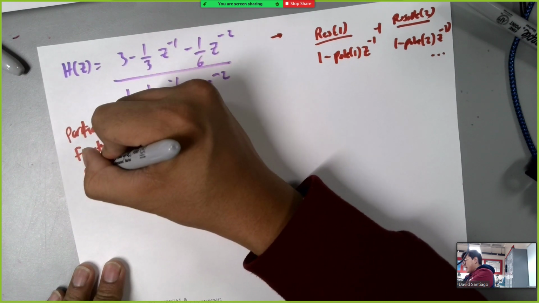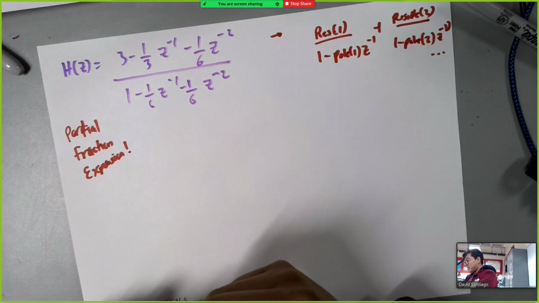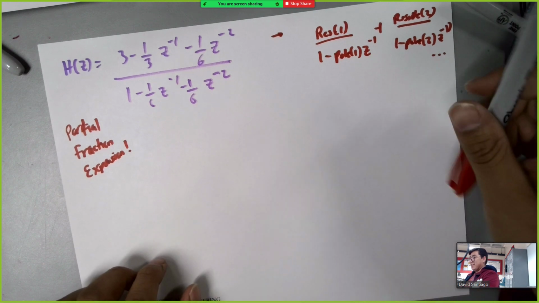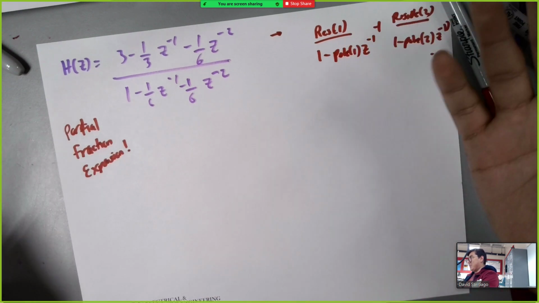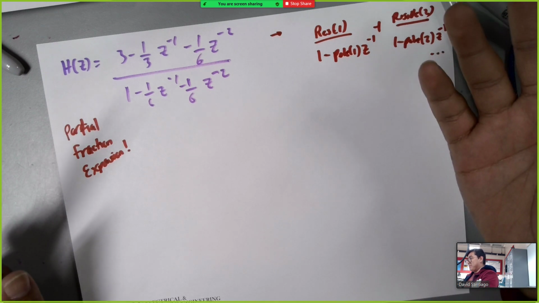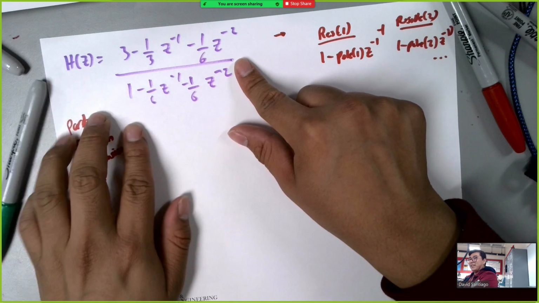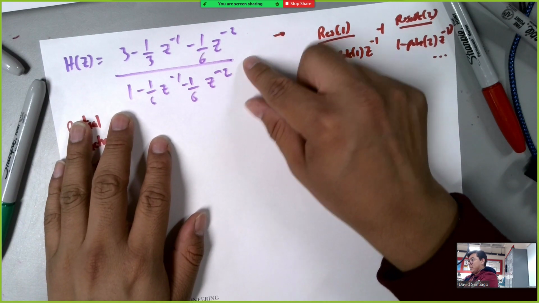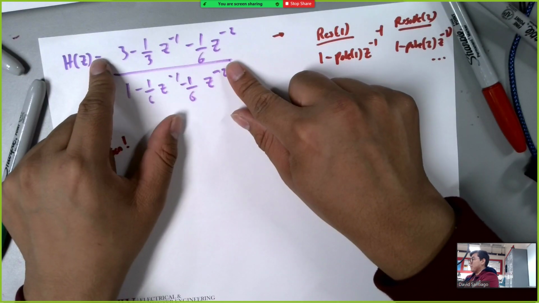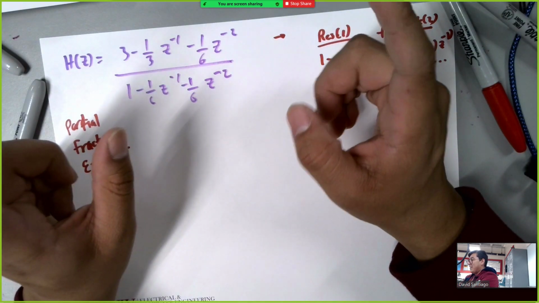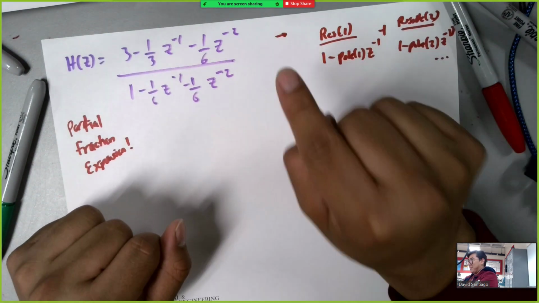Partial fraction expansion. Okay? So what we're going to do is the following. For your exam, there's two ways you can do it. If you want, you can multiply the entire thing by z squared, to turn all these z's into positive power coefficients. You could do that, but I'm going to keep it like this. I'm going to show you what to do and what not to do.